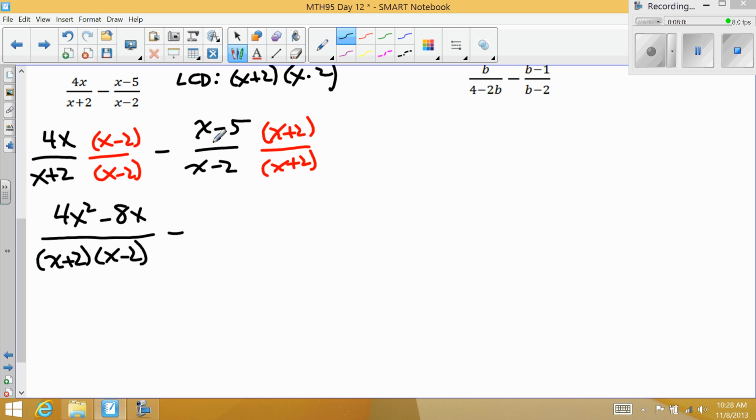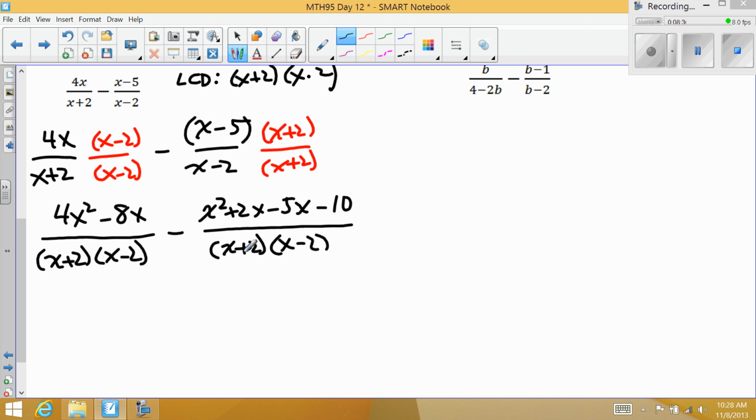And then I'm going to be subtracting. So this will need to FOIL out. X times x is x squared. X times 2 is 2x. Negative 5 times x is negative 5x. Negative 5 times positive 2 is subtract 10. All over my LCD. I'll just swap the order here: x plus 2, x subtract 2. Multiplication's commutative, so I can change the order of either of these. And I only change the order to make it obvious that I've got the same order as over here. So I've got that common denominator.